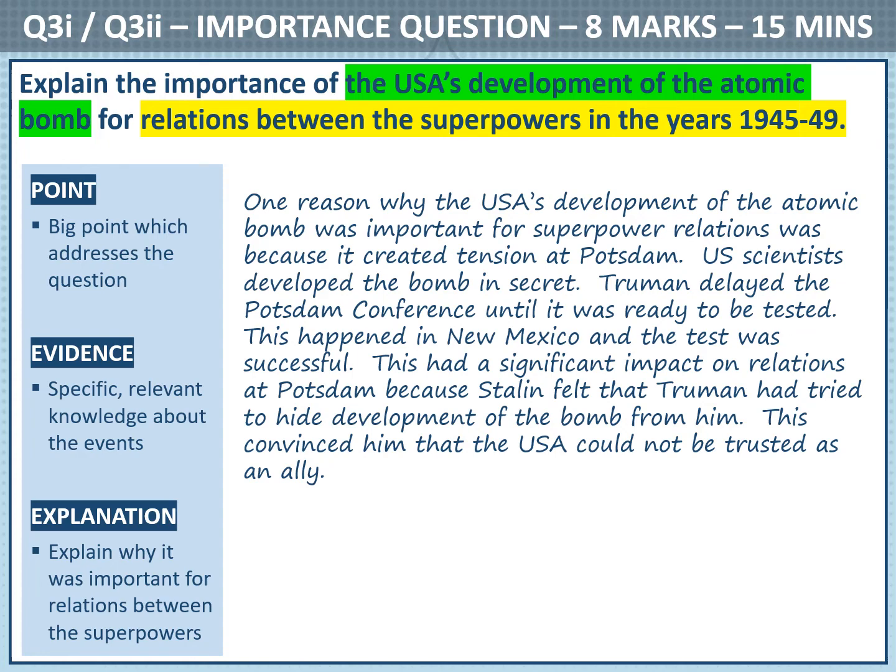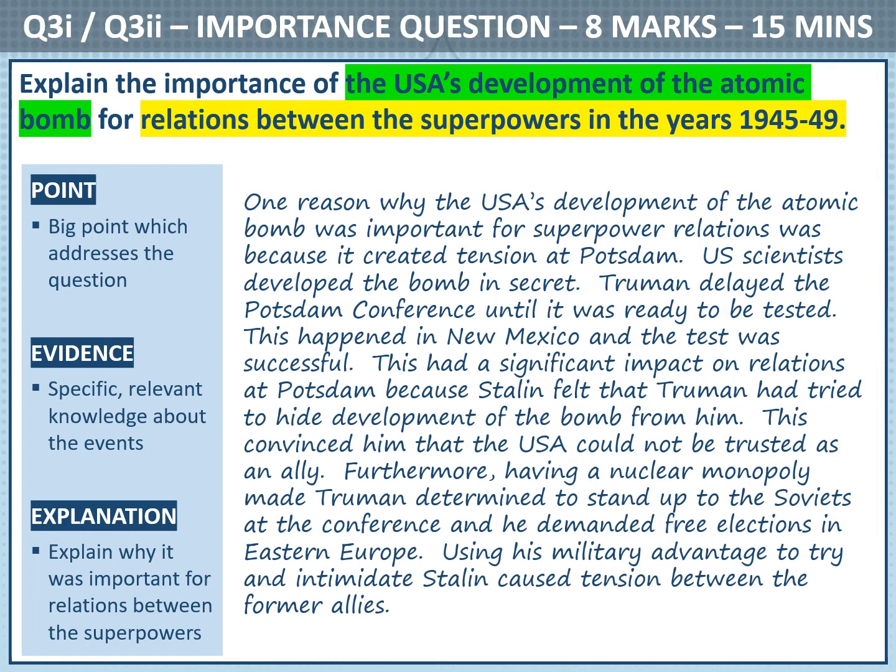Then I'm ready to start to explain how did this impact on relations between the superpowers. And I want to try and explain how it affected relations between them at Potsdam. The first point I'm going to make here is that it made Stalin distrustful of Truman. And I'm then going to follow that up with some further explanation.